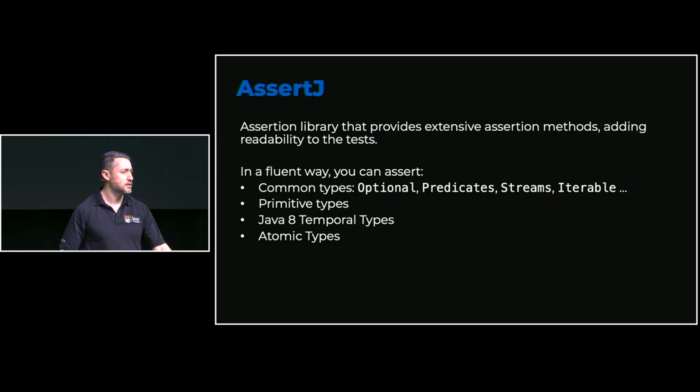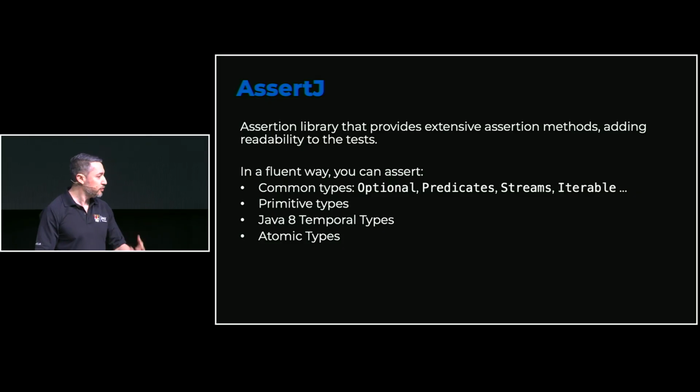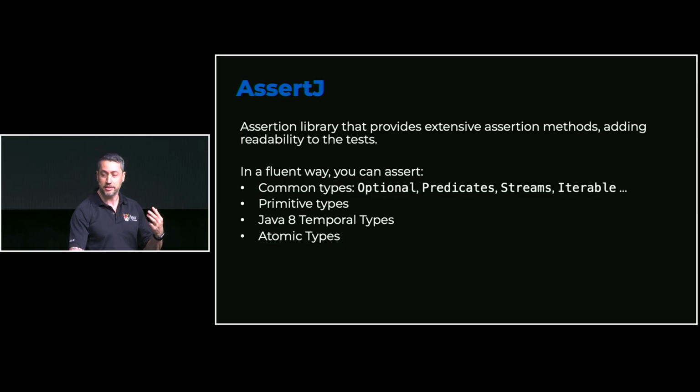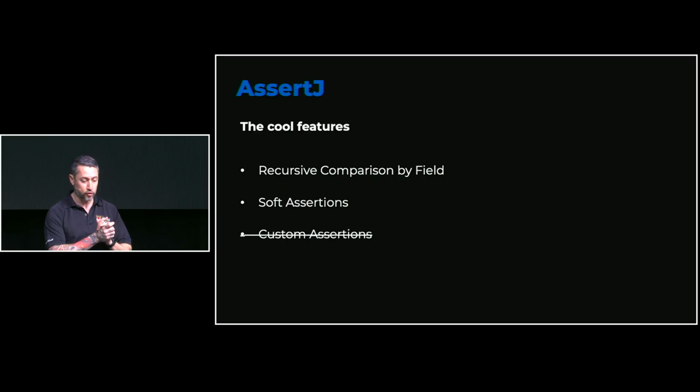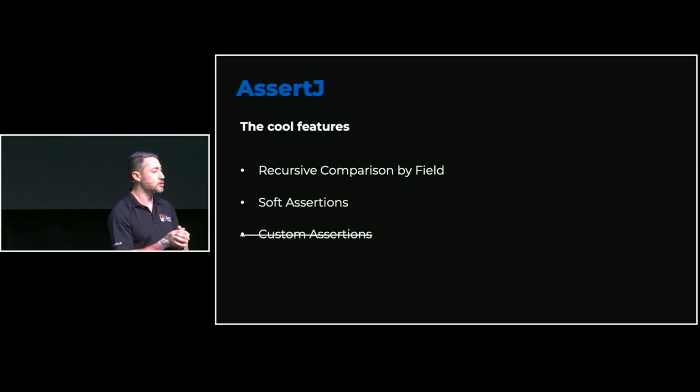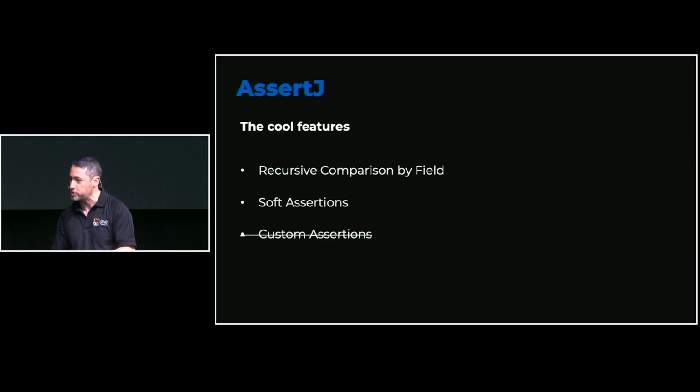And as it is a fluent DSL or fluent interface, you guys can basically figure out super easily how I can assert. But there are some features that this tool provides that can take your development to the next level. There are 3 that I like. One is recursive comparison. Another one is soft assertions. And the last one is custom soft assertions. I will show the first 2.